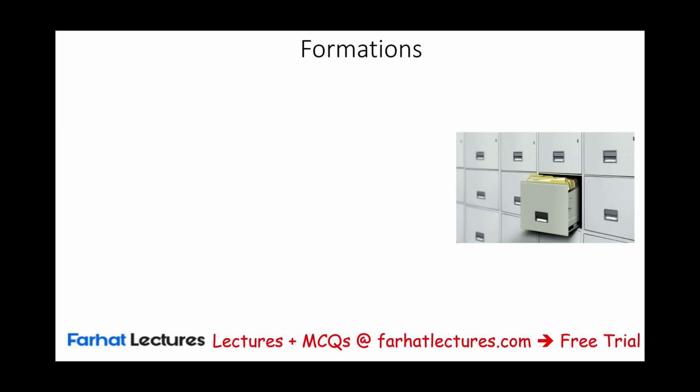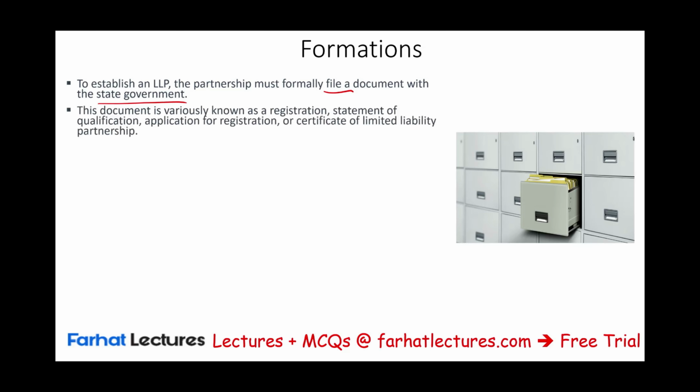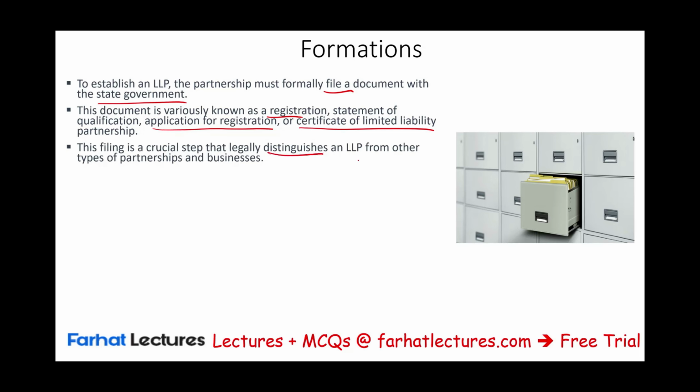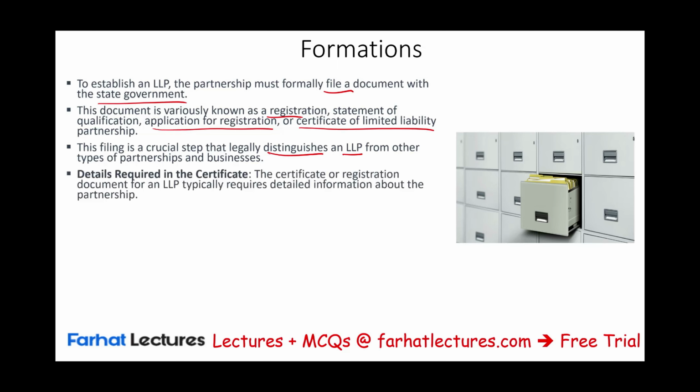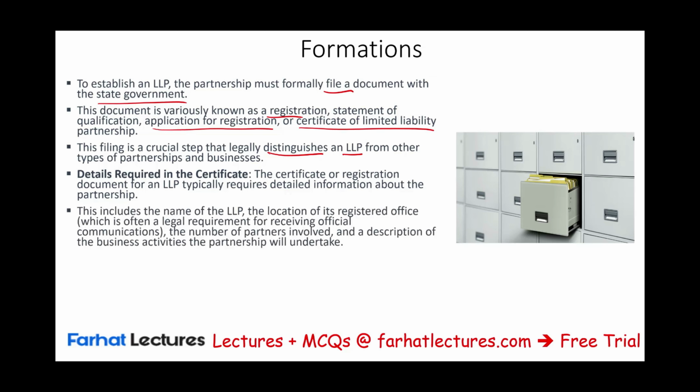Another major difference between a general partnership and an LLP is its formation. To establish an LLP, you must formally file a document with the state government. This document is known as the registration statement of qualification, application for registration, or certificate of limited liability partnership. It's an important step that legally distinguishes the organization, the LLP, from other types of partnership in business. What's required? What do you have to include? The certificate or registration typically requires information about the partnership, such as the name of the LLP, the location of the office of the LLP, the number of partners involved, a description of the business, and what partnership business they will undertake.